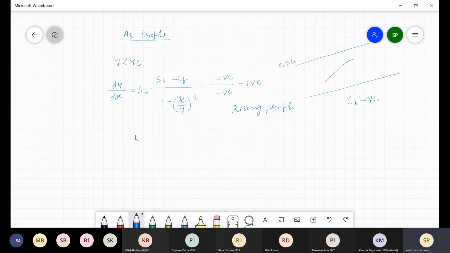So at upstream, when y tends to 0, then dy by dx, sir, undefined. How is it undefined? Y tends to 0, no? Okay, Y tends to 0. That means something by 0 tends to infinity.